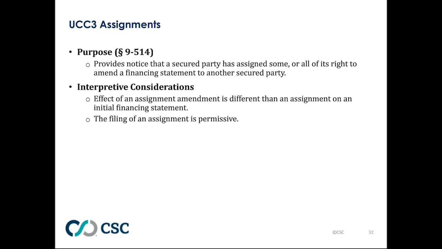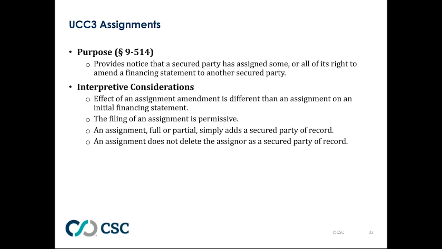It's not even required, as a matter of fact, even if the security interest is assigned. All an assignment really does is add a secured party of record. It does not replace a secured party of record. It doesn't delete the assignor from the record.